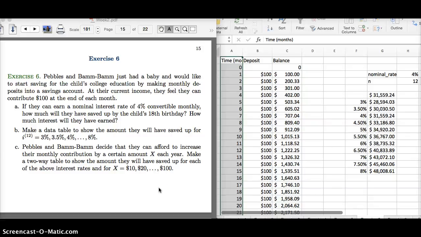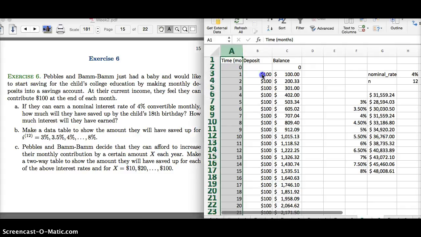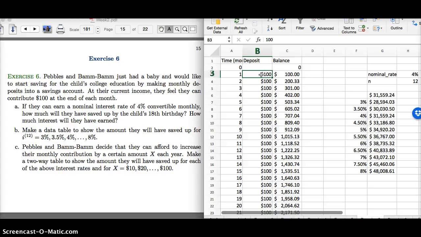Exercise 6 illustrates the use of data tables. We use a data table when we want to compute something under different scenarios. In this example, Pebbles and Bam just had a baby and are saving for the child's college education. They're going to deposit $100 at the end of each month for 18 years.